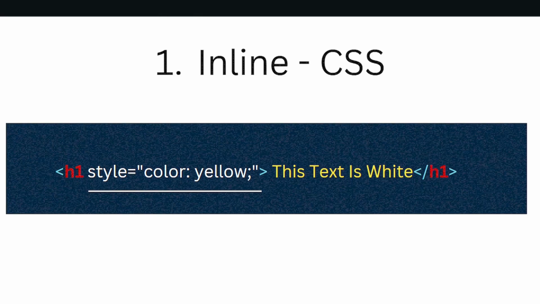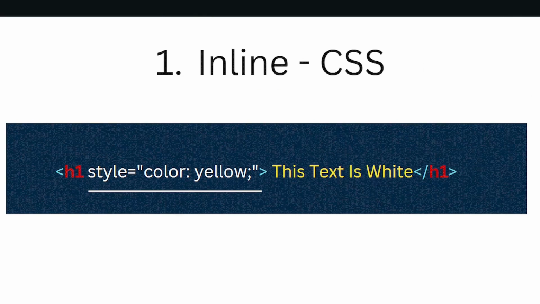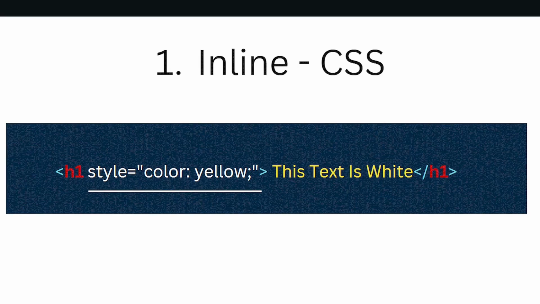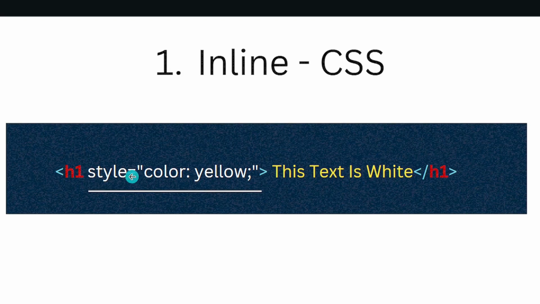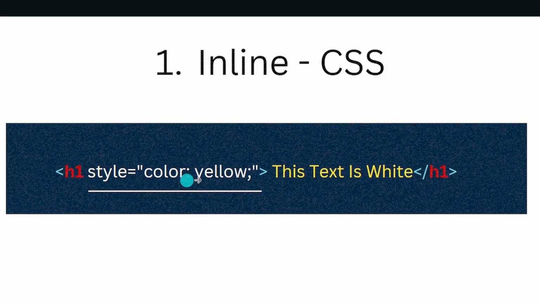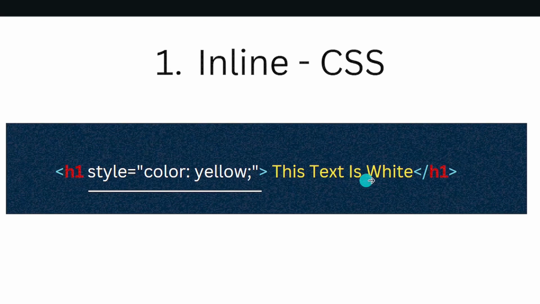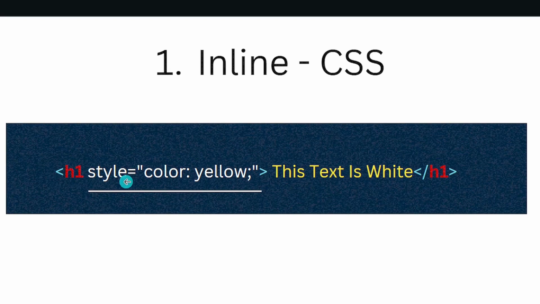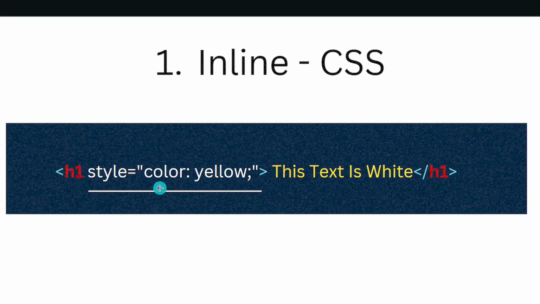Let's discuss an inline styling method in CSS. Below you can see a block of code. This is a heading 1 tag, and inside heading 1 we have an attribute style equal to codes, and inside the code we have color, and then the color we are giving it yellow. This is the actual text, and we have the closing tag of h1. This is an inline styling method because our styling is inside our tags, which is h1 in this case.